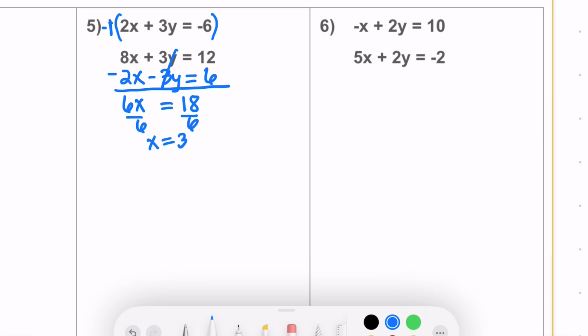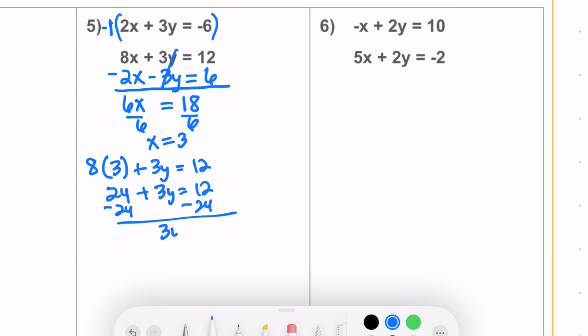Then we plug it into either one. 8 times 3 plus 3y equals 12. 24 plus 3y equals 12. Subtract 24. 3y is equal to negative 12. Divide by 3. Y is equal to negative 4.